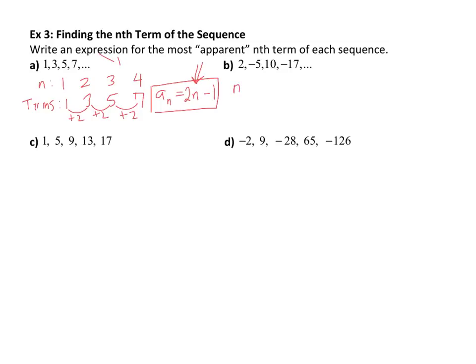So I have the first term, the second term, the third term, the fourth term. What are my terms? I have 2, negative 5, 10, negative 17. What's going on here? I got 2, 5, 10. There's no apparent relationship, except if you just look at the numbers themselves, it goes up by 3, then it goes up by 5, then it goes up by 7.